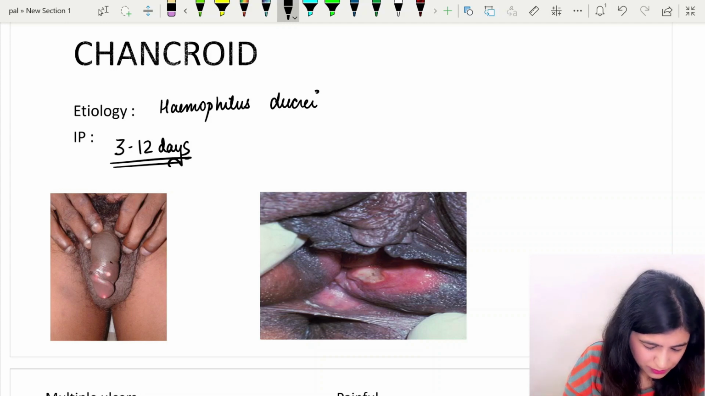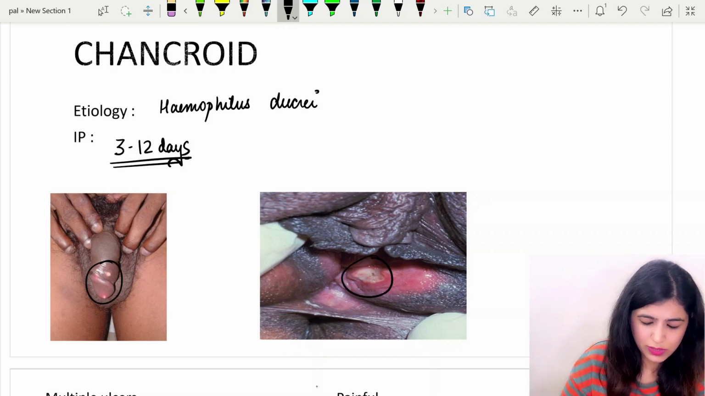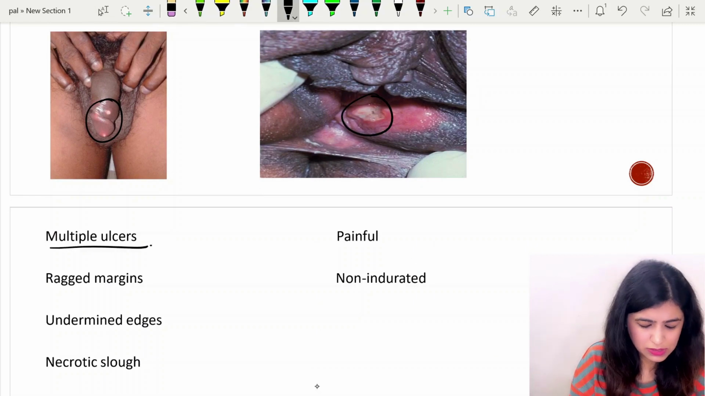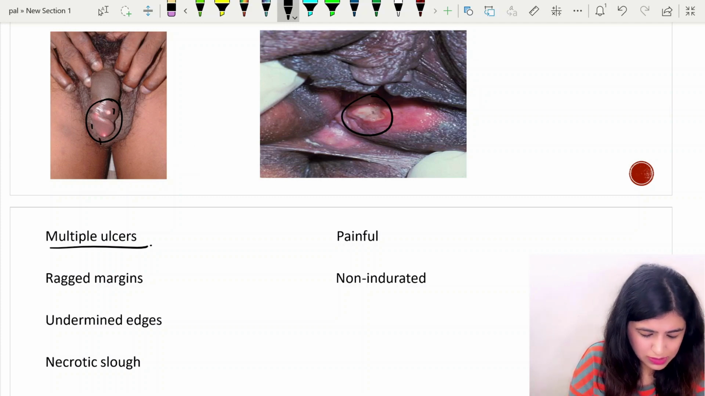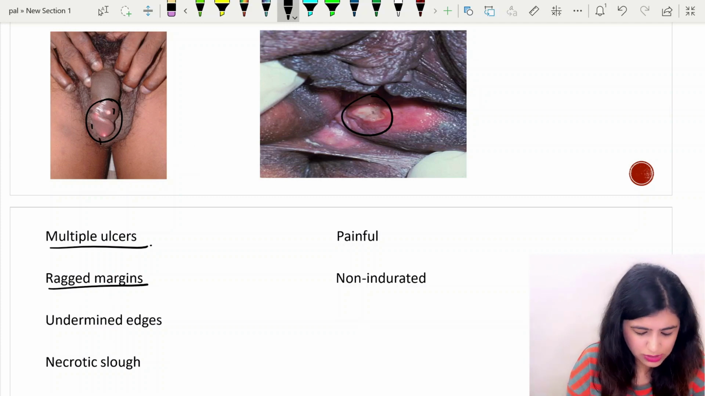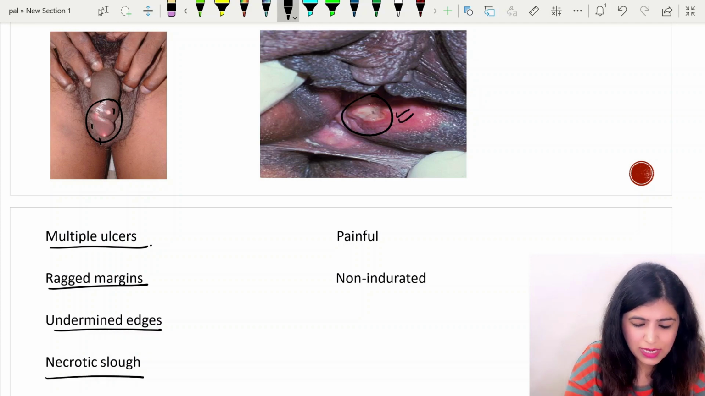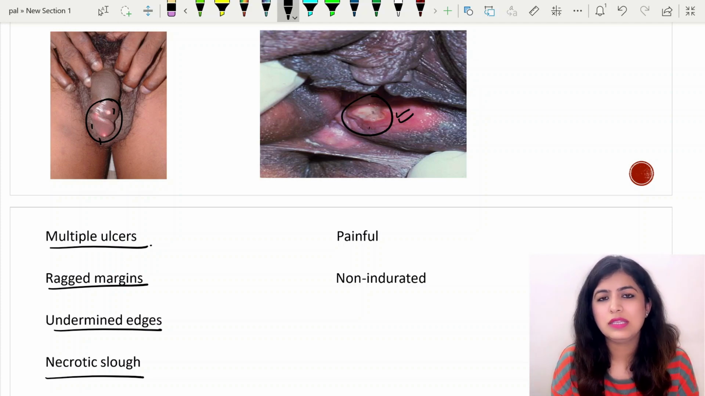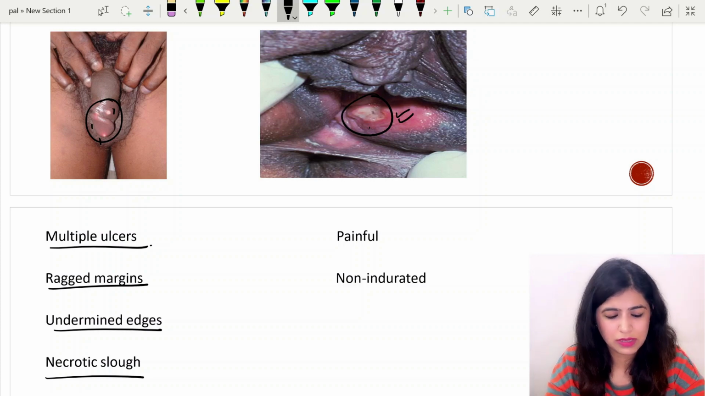Look at the image here. Very classical images of chancroid. What are the features? You have number 1, multiple ulcers. 1, 2, 3. So there are multiple ulcers with ragged margins, undermined edges, like you can see in the image here. So ragged margins, undermined edges, and a yellow necrotic slough present on the lesions, as you see here. A yellow necrotic slough. All of these findings are visible in the picture.